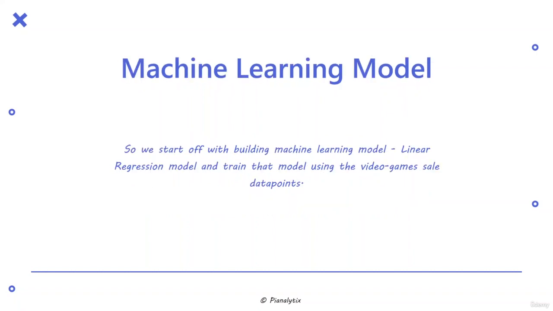So the first part is building the machine learning model. Here we start off building the machine learning model using the linear regression model and train that model using the video game sale data points. So this is pretty easy. We're just going to use some methods to first pre-process the data, then input that pre-processed data into the model and find out the accuracy, if it is high or low, and why.